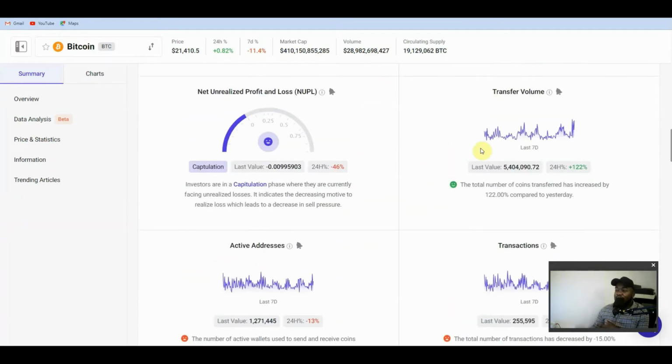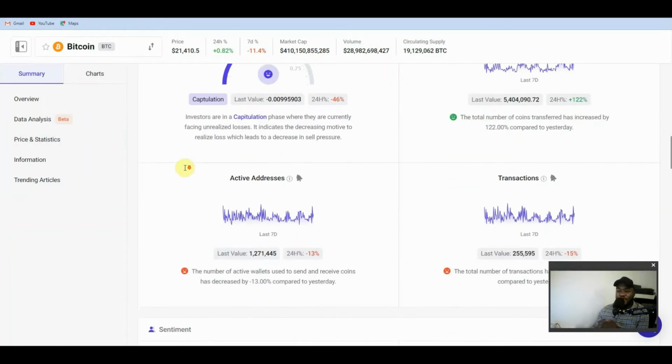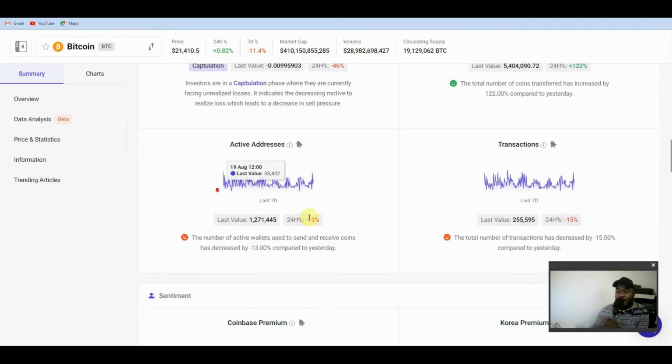Now, another thing is transfer volume. The total number of coins transferred has increased by 122% compared to yesterday. Where these transfers are going is what I don't know, but it's showing you that people are transferring. Either people are transferring to each other and selling, or people are running P2P transactions and selling. All this information, you can get it right here.